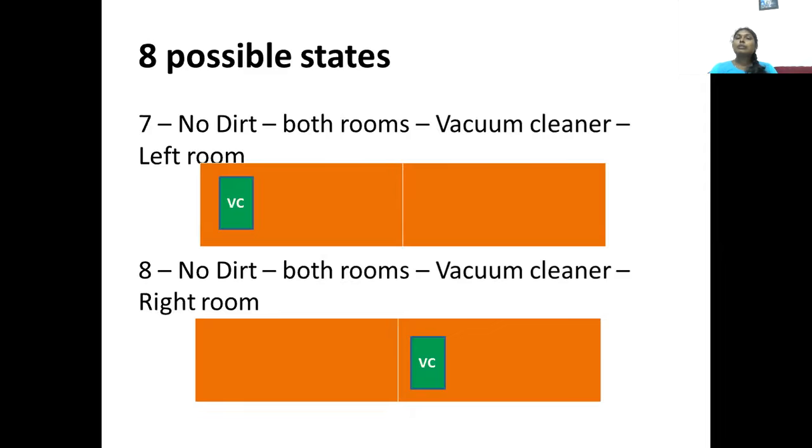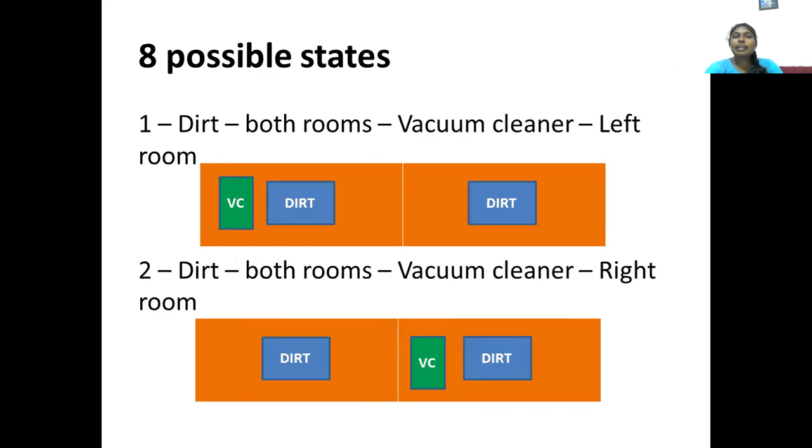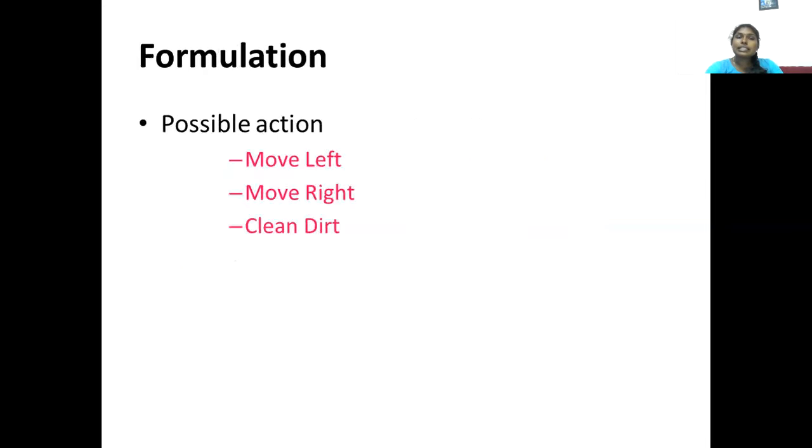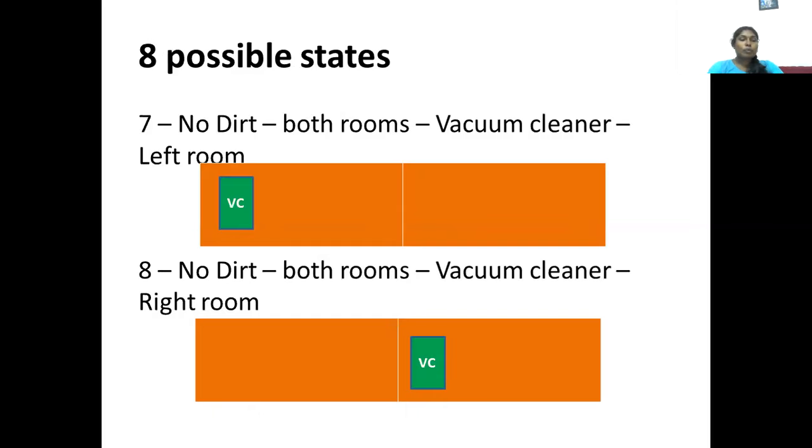Okay, so these are all the possible states. Now we have to say what is the starting state and what is the final state. A starting state for a vacuum cleaner problem is one where you have dirt in both the rooms, and the vacuum cleaner might be in either the left side room or the right side room. So either state 1 or state 2 can act as a starting state. Our final goal state is where both the rooms are clean, and the vacuum cleaner might be in the right side room or the left side room. So this is our final goal state.